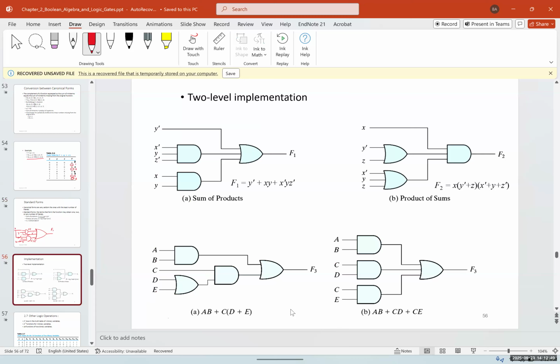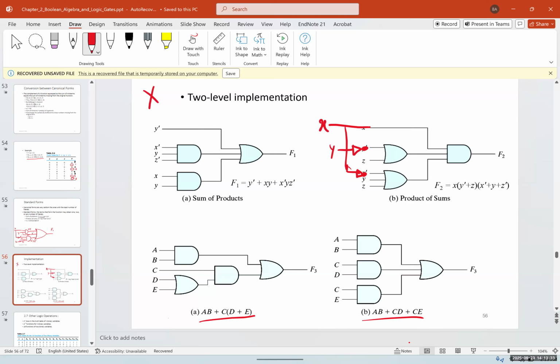Okay. So for the implementations, again, to make it a little simpler, the inputs are already labeled y prime, but if you want to do it, you can add a y here and connect it with a NOT gate, and here with the x, add that with a NOT gate over here. So you can see the two-level implementation of different logic gates in the system. And this is for AB plus C times D plus E, and this is for AB plus CD plus CE.